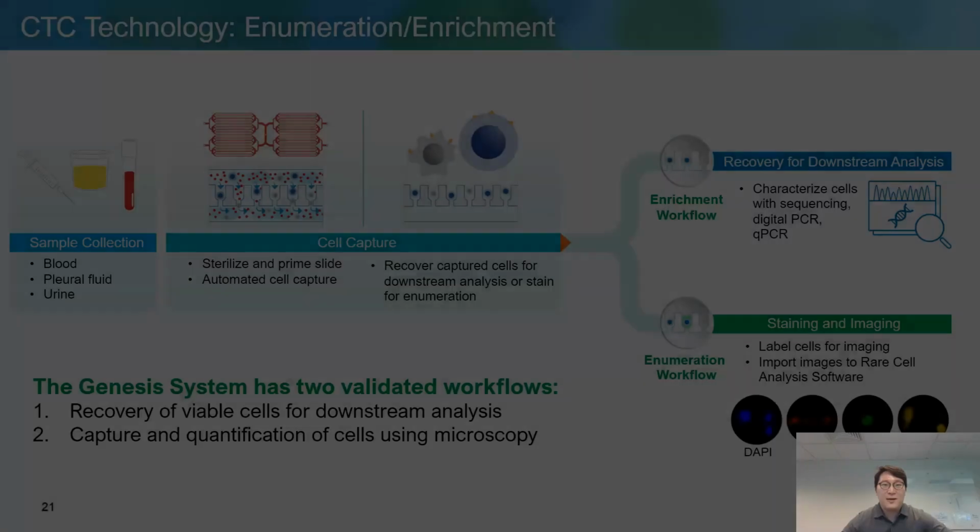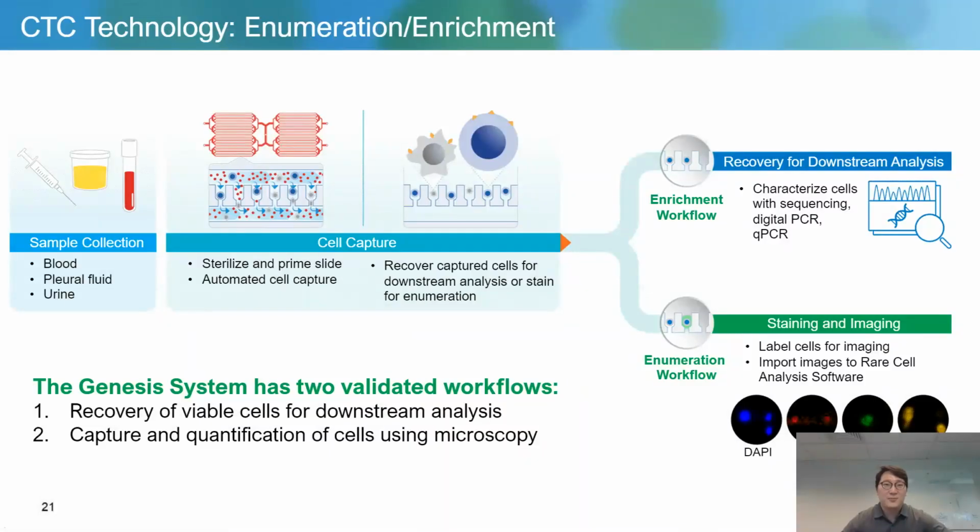The system supports 2 validated workflows for users, enrichment and enumeration. The enrichment protocol is basically to isolate and release the isolated cells for downstream analysis, so that you can use these rare cell populations for several molecular studies and functional studies, such as sequencing, qPCR, ddPCR, and cell culture. And the enumeration is an automated immunostaining protocol after target cell isolation on slide, including cell fixation, permeabilization, and staining.